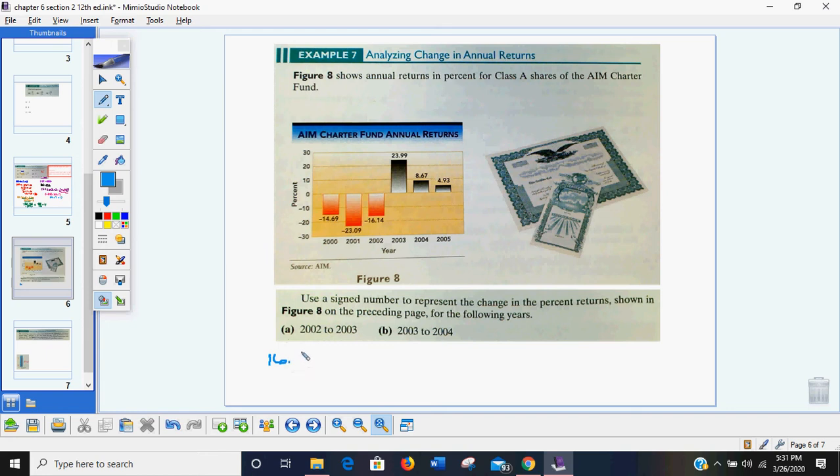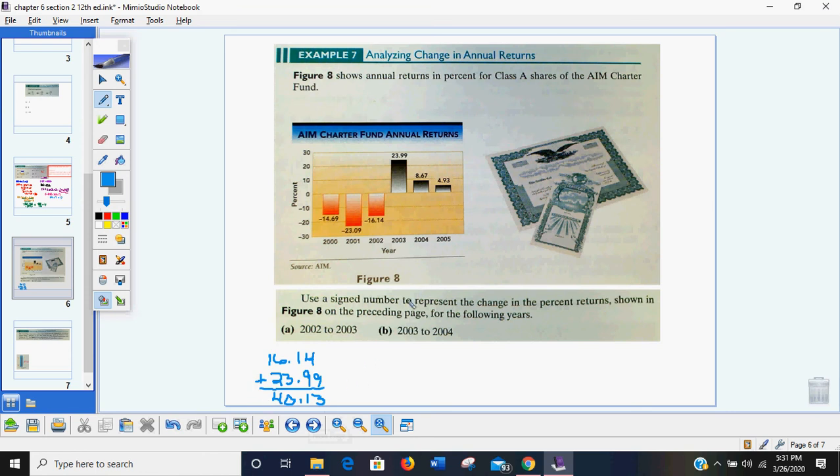16.14 to get to 0. Okay, and then we're going to add to that, because we kept going into the black, as they call it, 23.99. So the actual change was an increase, and you add those together, you end up with 40.13. So it increased 40.13%. It's an increase because it's positive.